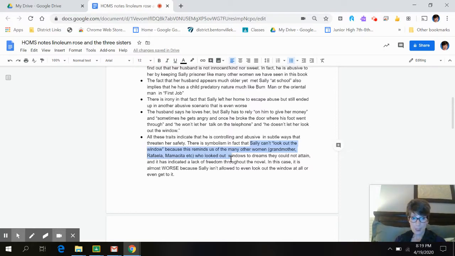We've said throughout the book that the whole idea of the window is like that portal where one woman on one side can look through and see freedom and all these things over here. They just can't get to them. The thing that's so sad about Sally is that she's not even allowed to go to the window.